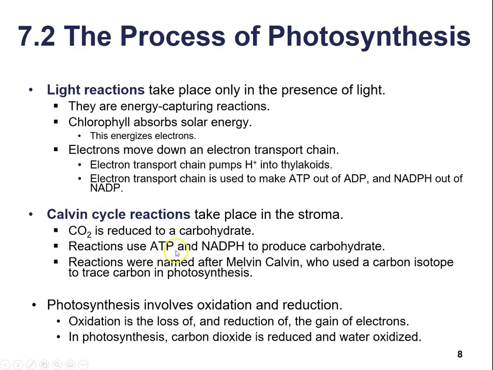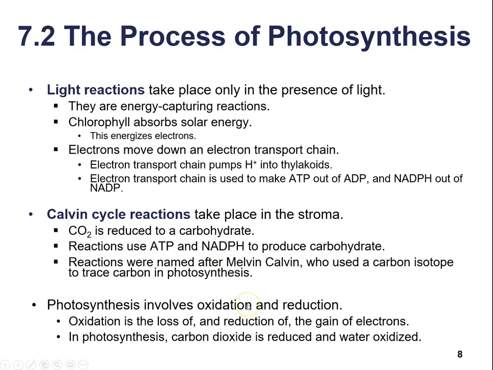The Calvin cycle reactions take place in the stroma. By the way, these light reactions again take place in the thylakoid membrane, and the Calvin cycle takes place in the stroma. This is where the carbohydrate is made. Carbon dioxide is reduced to form a carbohydrate. So the energy produced in the light reactions is used to drive the Calvin cycle reactions and to produce the carbohydrate. It's called the Calvin cycle because it's named after Melvin Calvin.